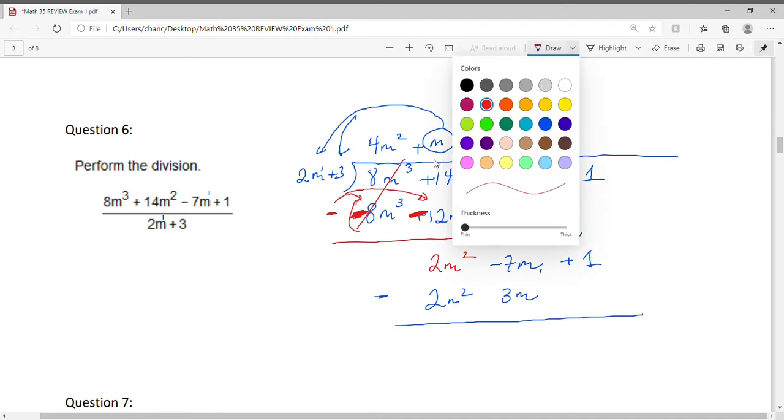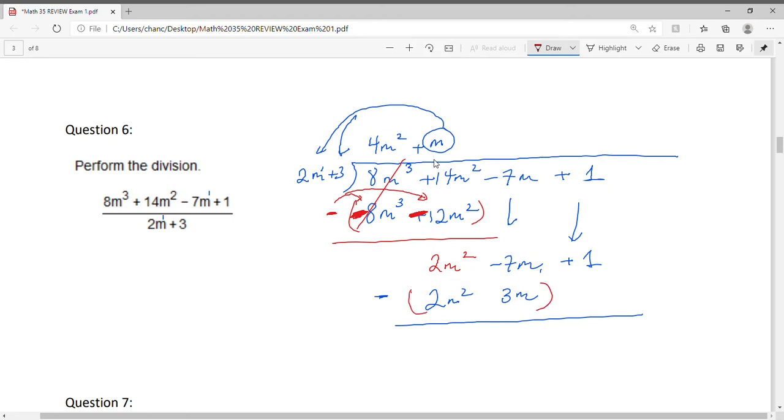Don't forget to distribute the negative. This is going to give us a negative 2m squared. And this is going to give us a negative 3m. We'll add this up. This produces a negative 10m. And again, we'll drop down that plus 1.